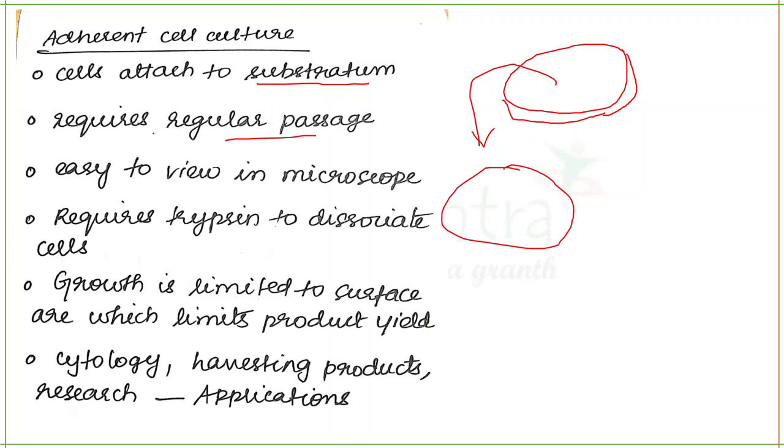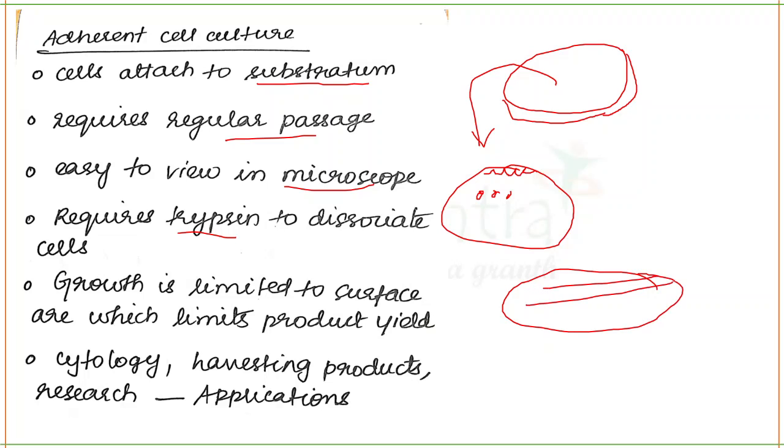They are easy to view under the microscope and it requires trypsin. Since they are attached, if you're going to dissociate them into individual cells, then you're going to use trypsin. Growth is limited to the surface, which limits the product yield, which means it will just form a monolayer and after that it will stop its growth. So the product will be limited to this growth. This adherent cell culture has application in cytology, harvesting the products and research purposes.